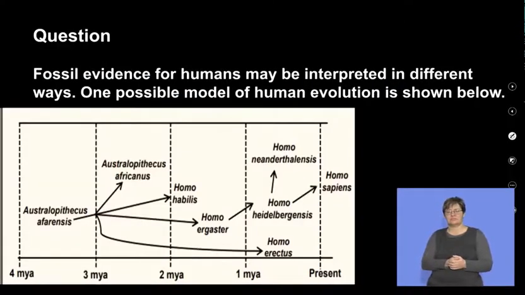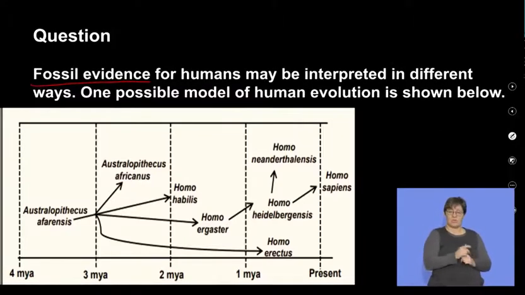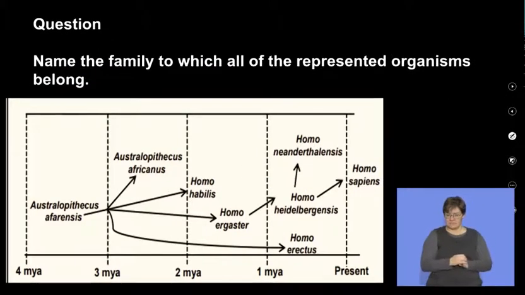Have a look here. It gets to our phylogenetic tree. So guys, very often these are the kind of diagrams that you are going to get. Can you read from these phylogenetic trees? It says here, fossil evidence for humans may be interpreted in different ways. One possible model of human evolution is shown below. It gives you an idea of the history, basically who came before who. So what kind of questions are they going to ask us?